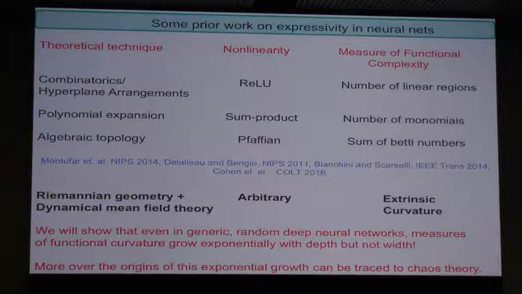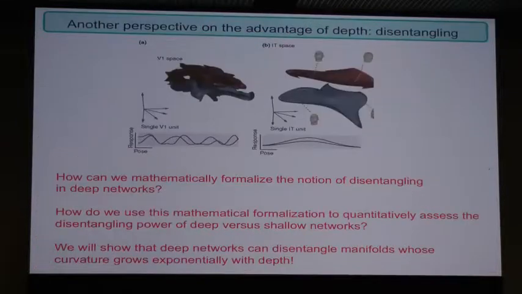And moreover, the origins of this exponential growth can be traced to the theory of chaos. So the theory of chaos is actually a subset of the theory of deep networks. I'm going to skip this for now, but we can also talk about disentangling. The decision boundaries of classifier networks in the input space can be highly curved manifolds whose curvature grows exponentially in depth, in a way that we can mathematically formalize to the point where we can actually quantitatively assess this idea. The idea that deep networks disentangle neural representations has long captured the imagination of both neuroscientists and machine learning people, and we can now quantify this and assess it, but I'll skip that.